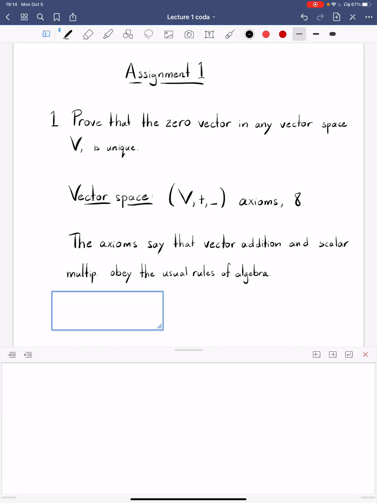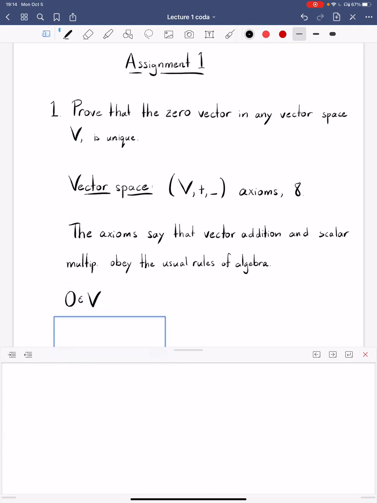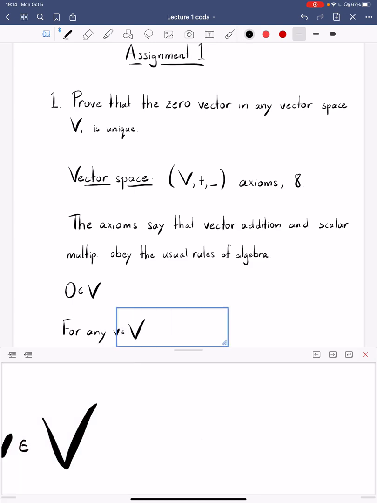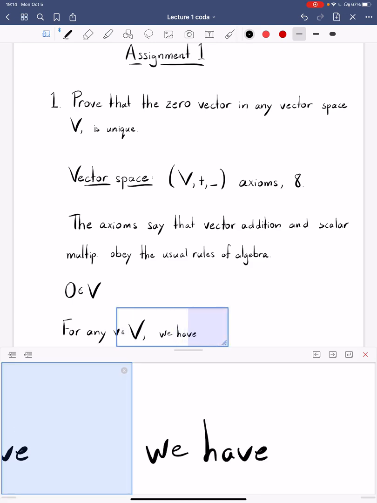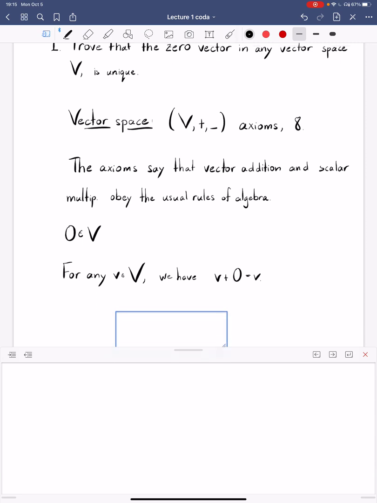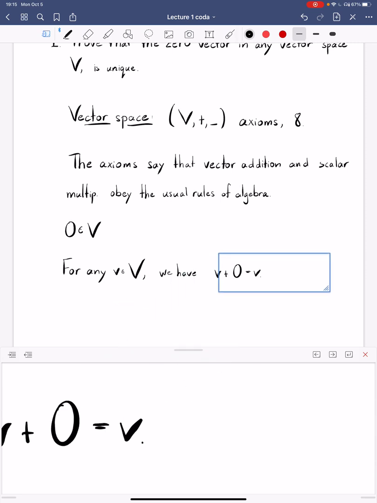And first of all, what is the characteristic property of the zero vector in a vector space V? Well, the main feature of the zero vector is that for any v in V, so for any vector v in your vector space capital V, we have v plus 0 is equal to v. In other words, adding the zero vector to any vector doesn't change anything.